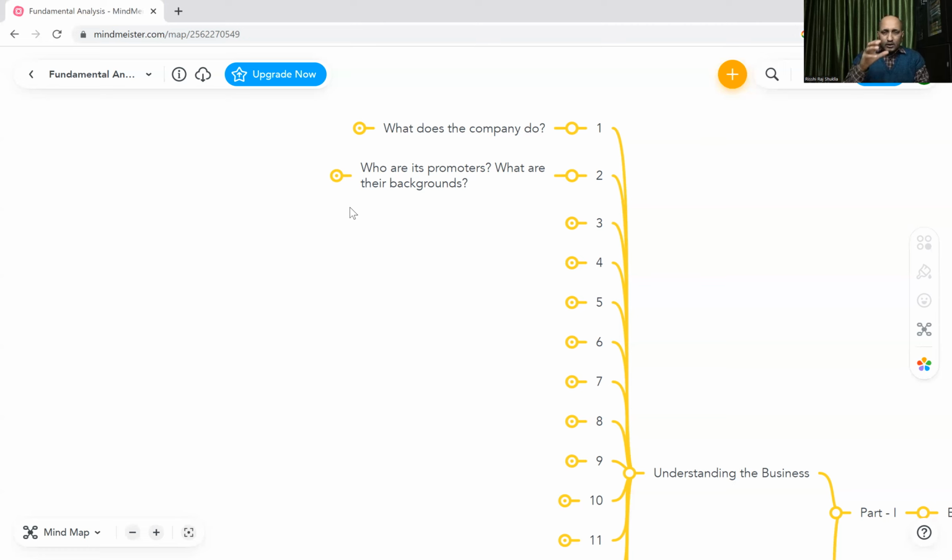Maybe they are dealing properly, but we are retail investors. So whether they will have respect for retail investors, it is very pertinent to understand who the promoters are and what their backgrounds are.